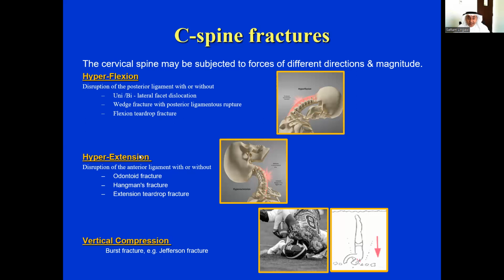In comparison, the hyperextension is associated with tear of the anterior longitudinal ligament, and it may be associated with a teardrop fracture of a tug or a pull fracture kind of mechanism. It may be associated with Hangman or an odontoid fracture. We will come to these. Vertical loading results in compression fracture, which has a unique status where it is affecting C1, and it is known as Jefferson fracture.